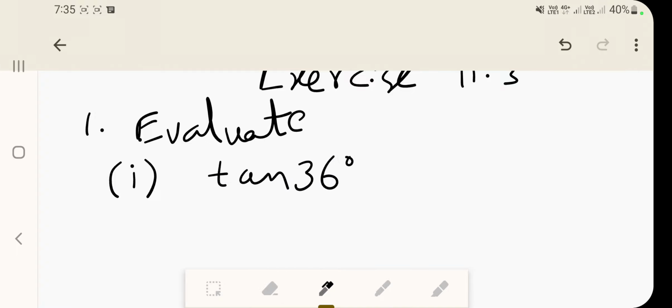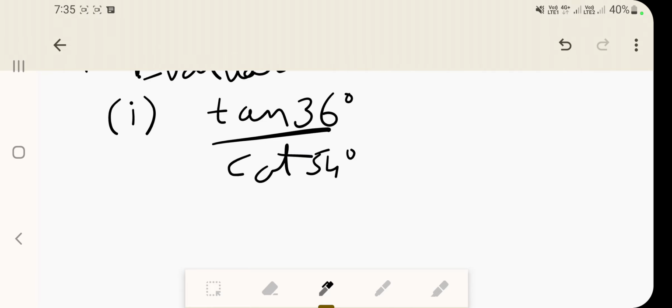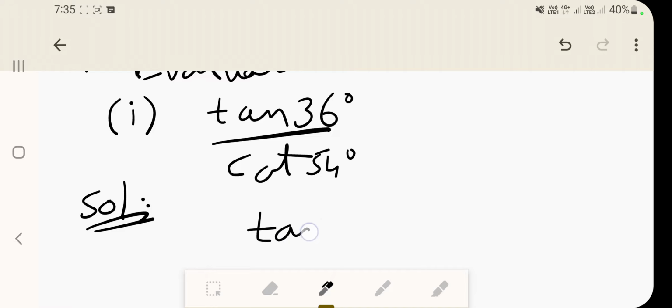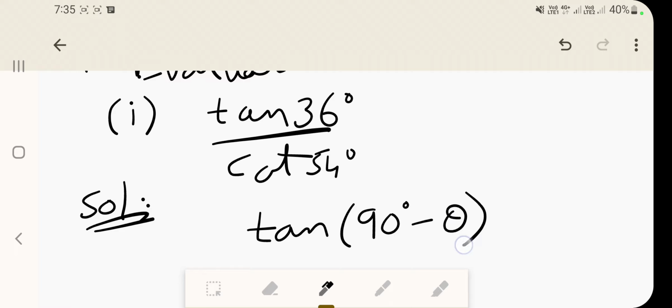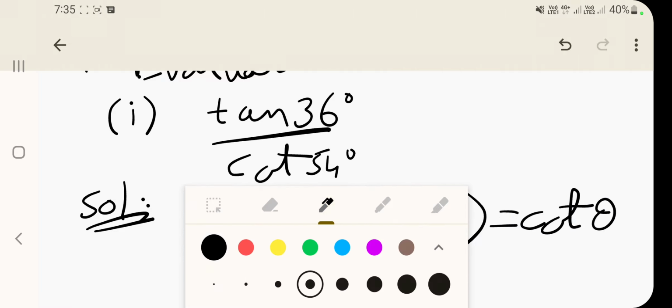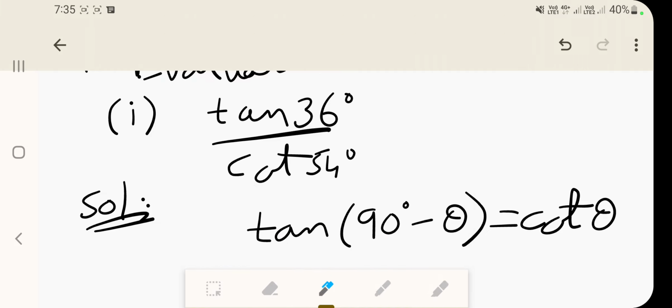Tan 36 divided by cot 54. Okay, this is the first one they have asked. So how do we solve this problem? We have to have the idea. Earlier we have seen that tan(90 minus theta) is equal to cot theta. Whenever they give this type of problem, you first have to look at what we can solve and how we can solve it.